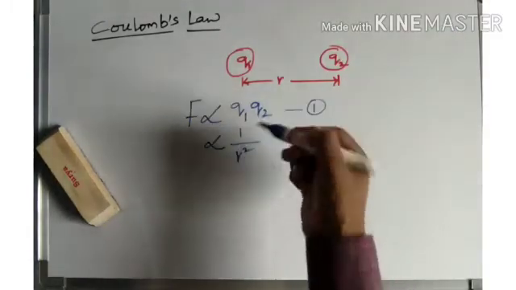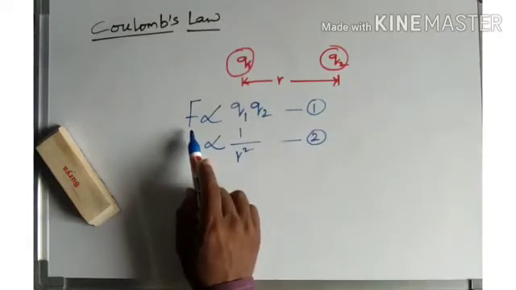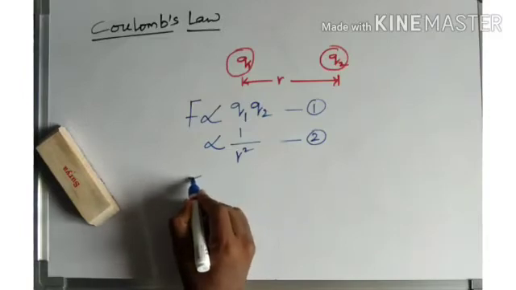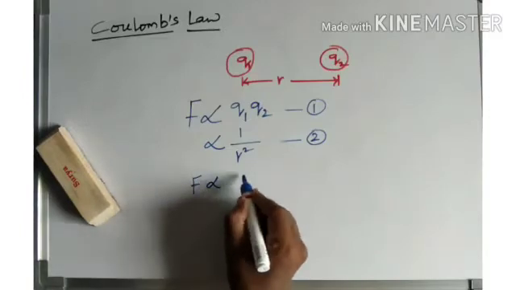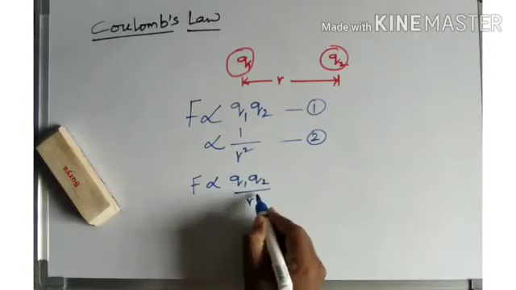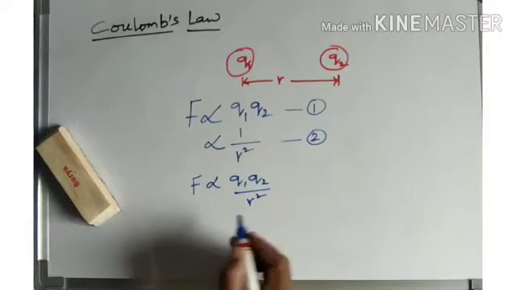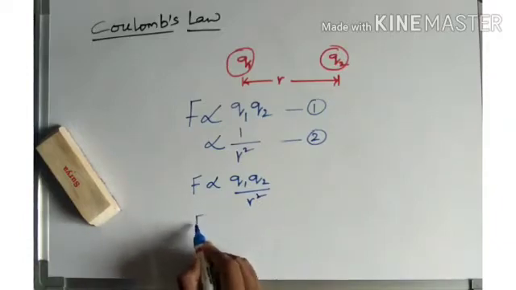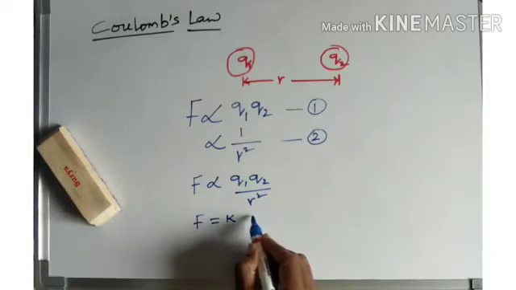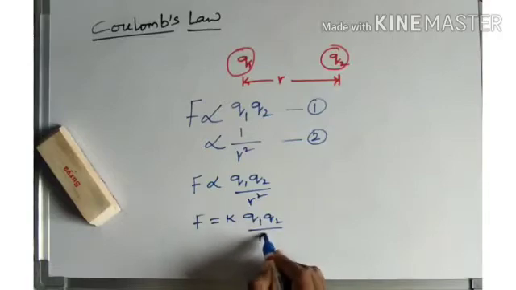These are the two parameters which are going to influence the force of attraction or repulsion between the two charges. Combining 1 and 2, we can write F is proportional to Q1 Q2 by R square. If I take out this proportionality, I get one constant which I'll write as K. So F equals K into Q1 Q2 by R square.